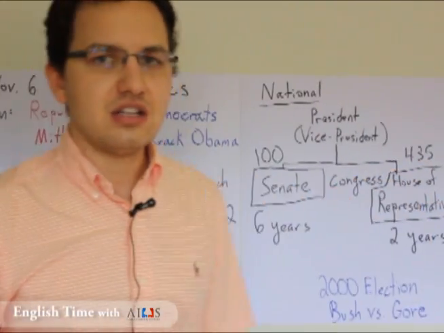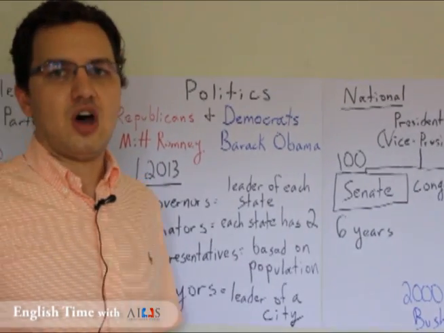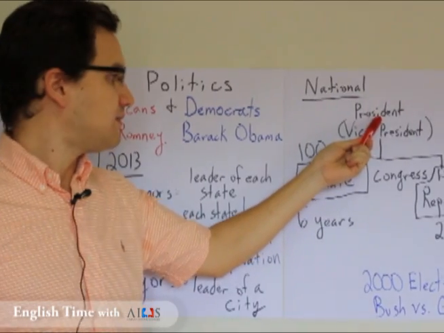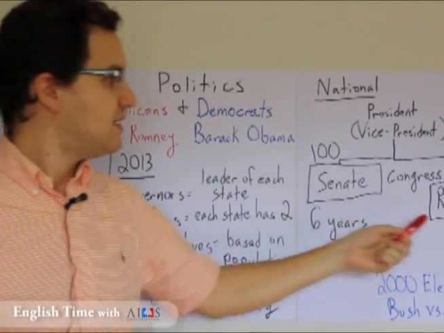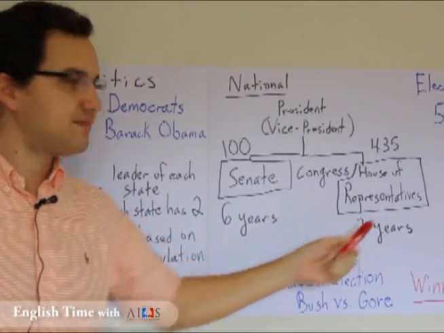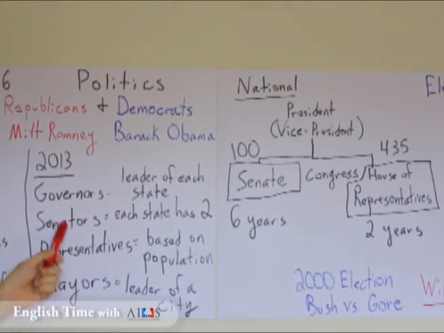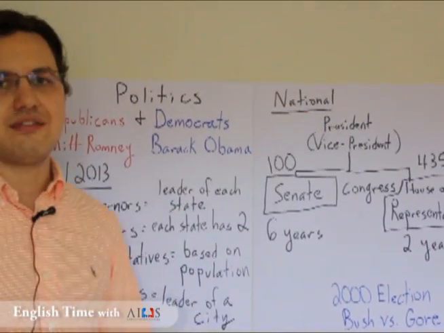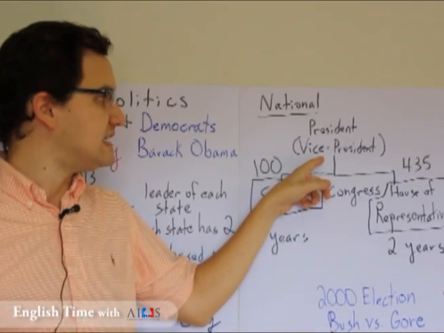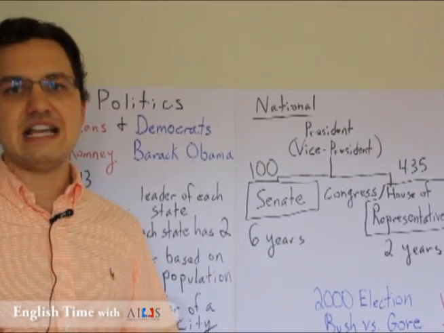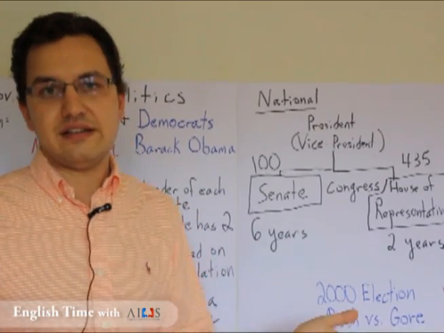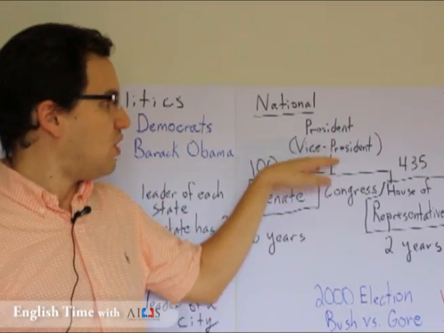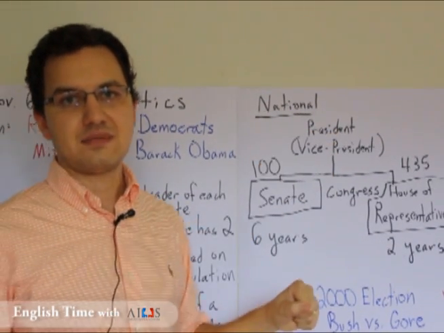So let's take a look a little bit more at what will happen on November 6th. We will have the president we vote for, people in the Senate, people in the House of Representatives. You'll remember those words here, senator and representative. So the president is the leader of the national government. Below him is the vice president. He takes over if the president dies or is in some way not able to lead the country. He will immediately become the new president.